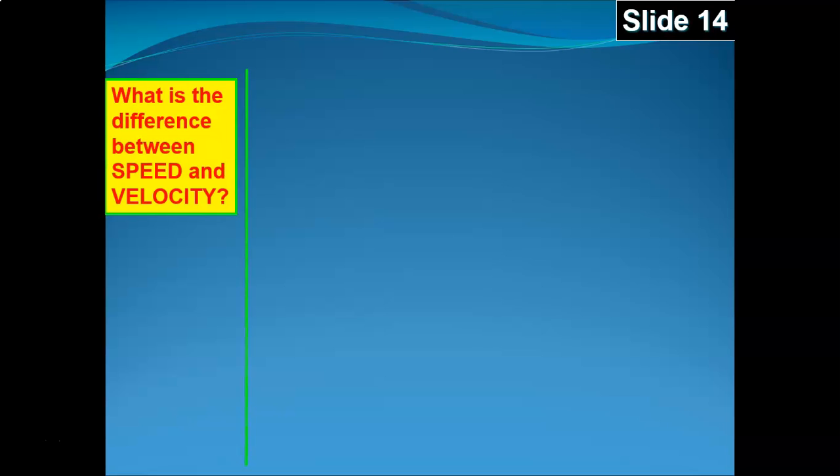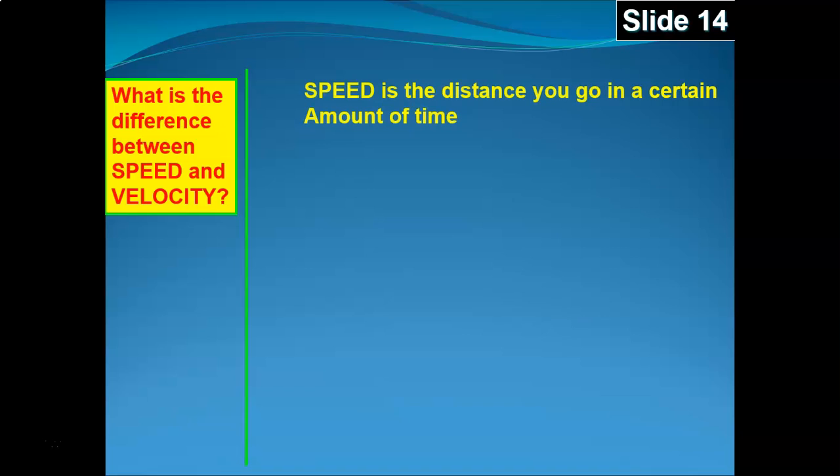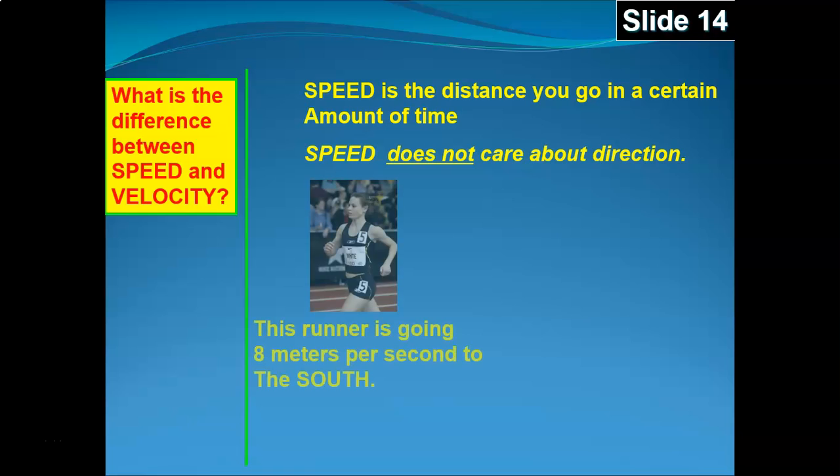What is the difference between speed and velocity? So in everyday language, we often use the two terms as though they're the same thing. Speed and velocity are how fast something's going. But there's a technical difference in physics. So speed is the distance you go in a certain amount of time. Speed does not care about direction. So you could be going around and around in a circle and going a certain speed.